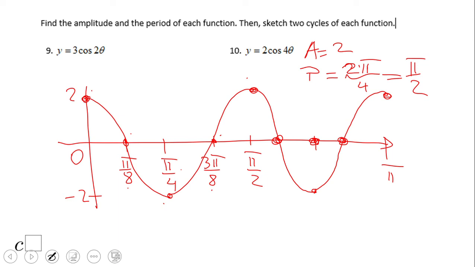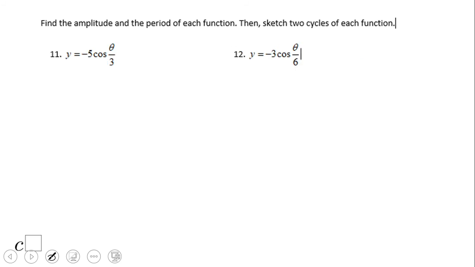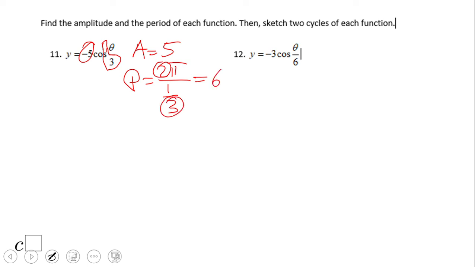Okay, let's move to the next set of problems, and let's see number 11. We notice this -5. The amplitude, remember, is always a positive number, which is the reason we use the absolute value. It's 5. And the period will be 2 pi over 1 over 3, because we have this 1 over 3 here, with an invisible 1. The shortcut here is 2 times 3, and that will be 6 pi.